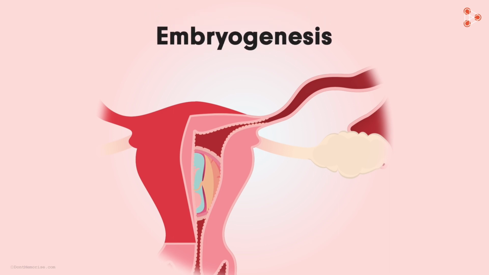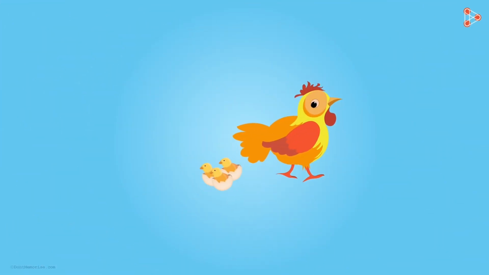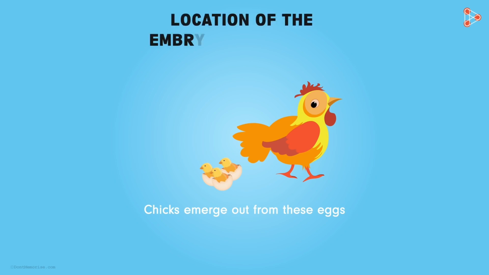But wait a second. We have seen that the hen lays eggs and the chicks emerge out from these eggs. It means they do not grow in the body of their own mother. Yes, development of the embryo takes place in two different ways. The parameter to categorize these types is the location of the embryo development. So, how do we categorize the two types?